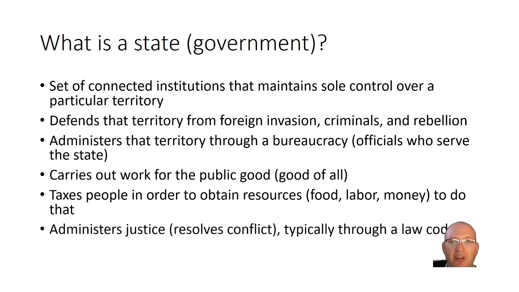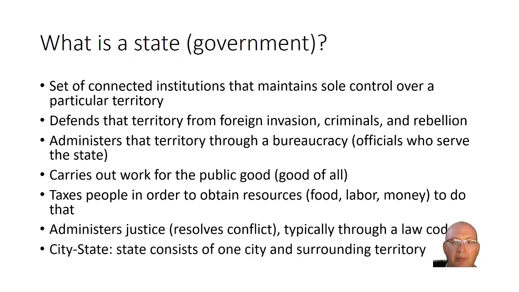In addition, governments are in charge of administering justice typically. Often this is through a law code. And on one side, we can think of this morally, like I said, administering justice. We could also think of it in a more morally neutral way, I should say, and say the government is supposed to resolve conflict between people. So that's what I mean when I say state. Now, I do want to point out there's one other thing we need to talk about, and that's a city-state, which is basically when you have a state that consists of one city and the surrounding territory. Right? A city-state consists of one city and the surrounding territory.